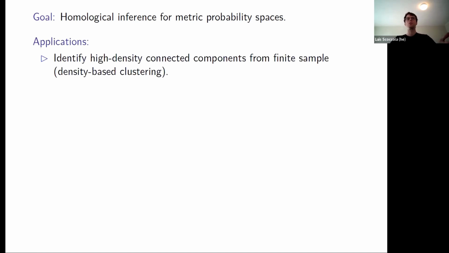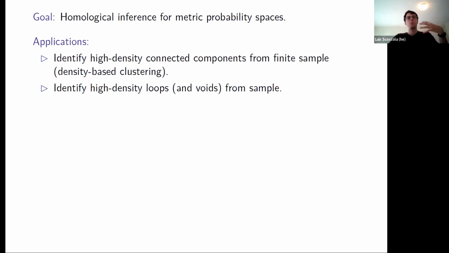And the reason why we may want to do that is the following. Here are some applications. So one application that I'm very interested in is doing density-based clustering, which is basically just identifying high-density connected components of some metric probability space from a sample. And then similarly, you may want to identify other topological structure like high-density loops or voids. And this, for example, comes up when you're doing time series analysis with a delay embedding. You expect to have some tori if the time series is relatively periodic, but you won't see the tori if there's too much noise in your time series. So you somehow have to get rid of some of the noise to actually see the topological structure.